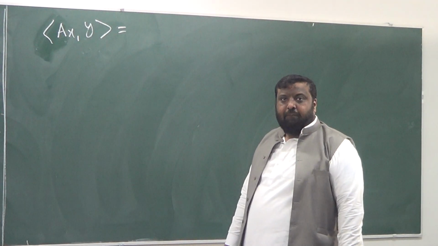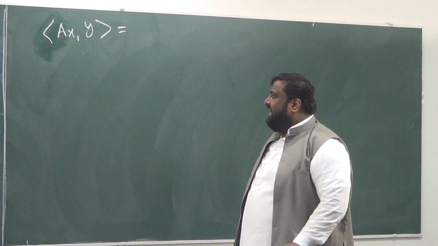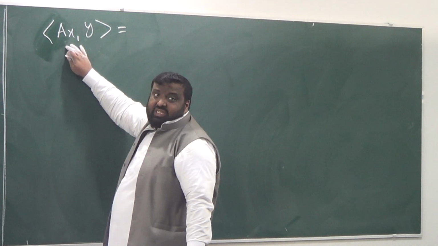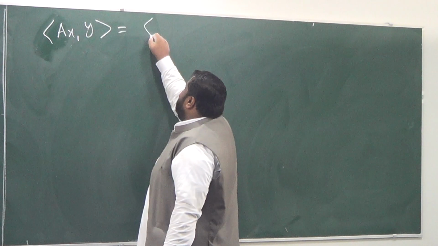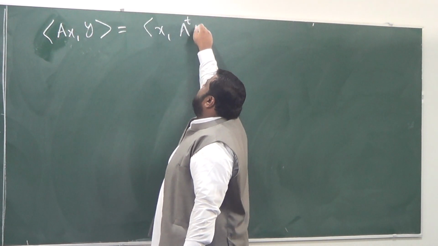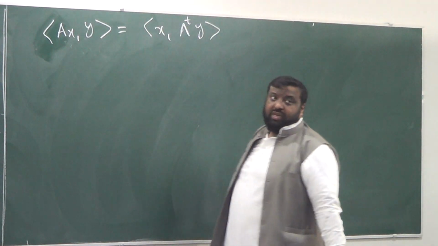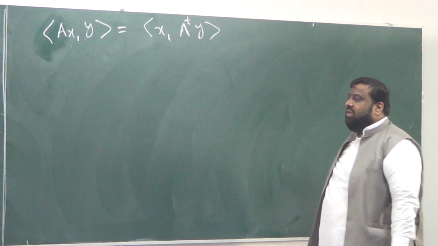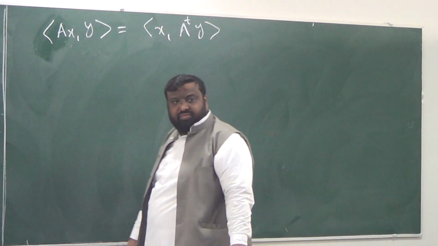So what you can see is that if you compute this inner product and you compute this inner product with A transpose Y, both sides must be equal, for all X and Y from R^d.